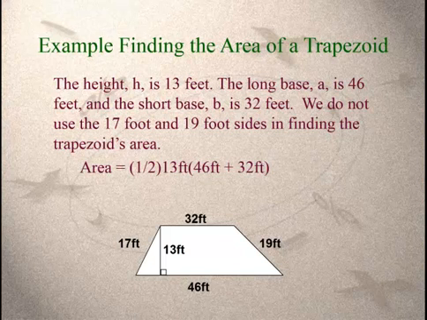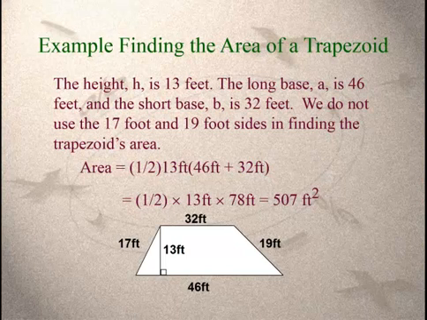So we're going to add the long base to the short base, 46 plus 32, which gives us 78 feet. And then we're going to multiply that by the 13 feet and then multiply that by 1/2. So the area of this trapezoid is 507 feet squared, or square feet.